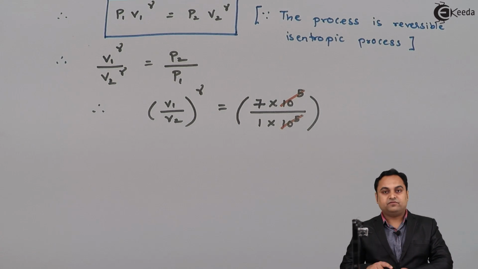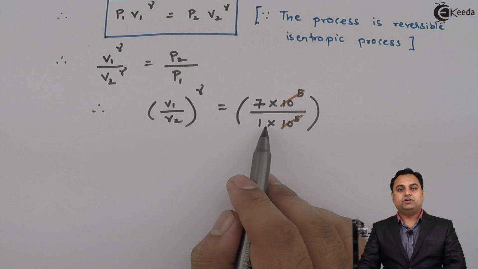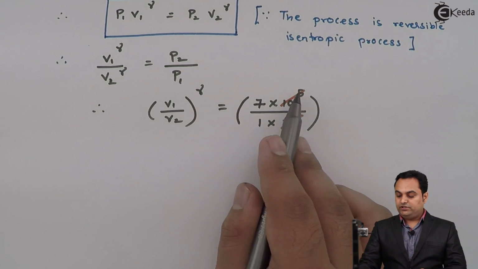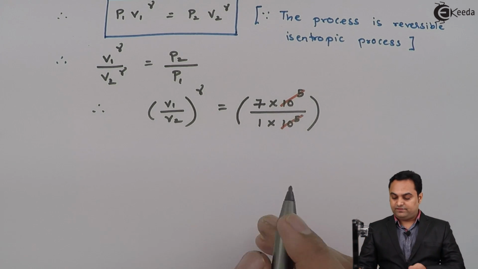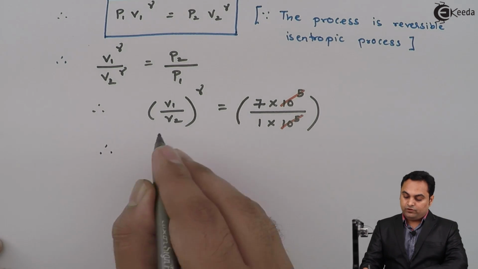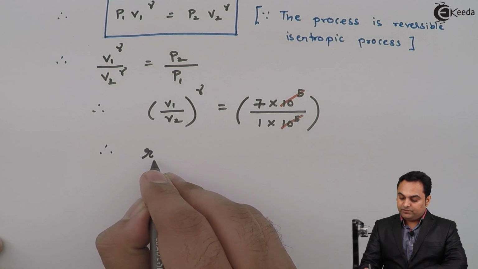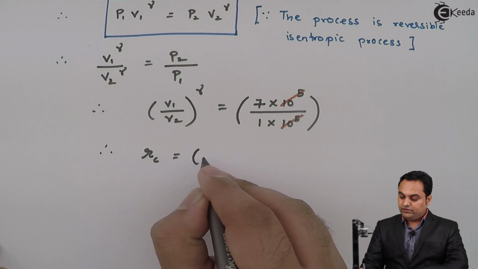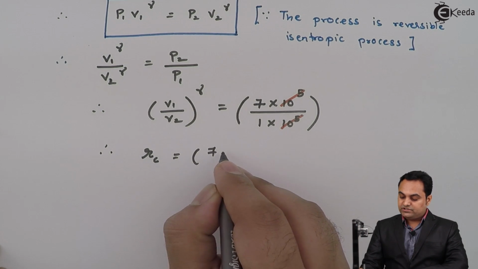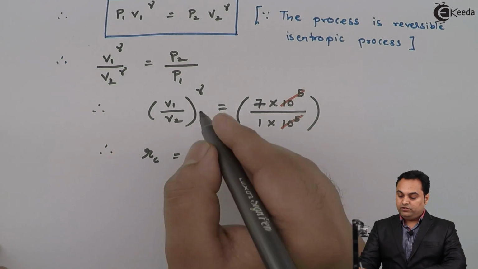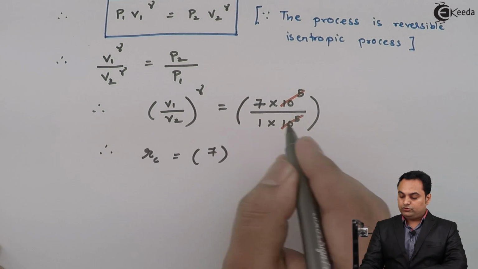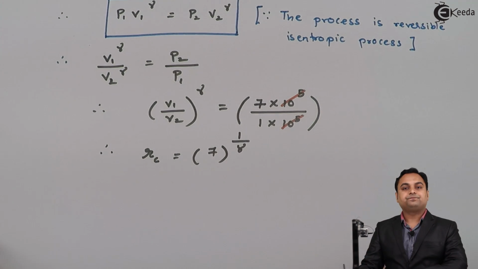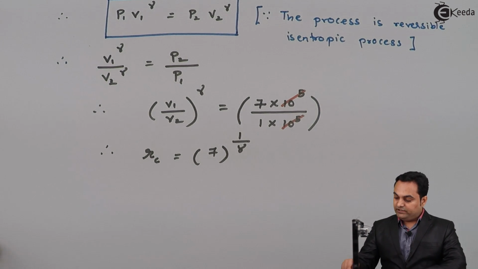So it means if we are writing the pressure ratio, then we can directly write it in terms of bar, because in terms of Newton per meter square it will get cancelled out. Therefore, V1 by V2, which is called the compression ratio RC, is equal to, now here we have 7 upon 1, which is 7 raised to the power. Now this gamma, when it goes onto the other side, it would become 1 upon gamma.